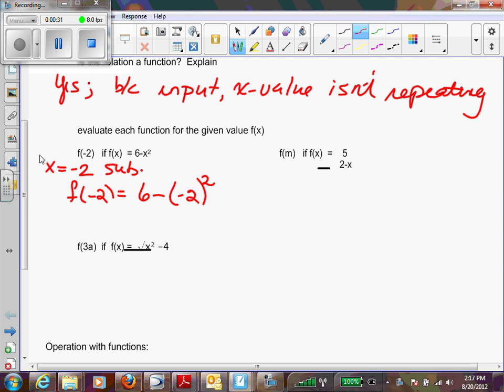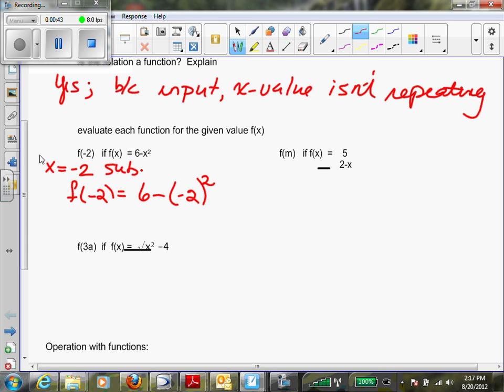Do my negatives cancel? You do your exponents first, right? Please excuse my dear Aunt Sally. Remember that from algebra? So what is -2 squared? So this is saying 6 minus 4, right, which is 2.